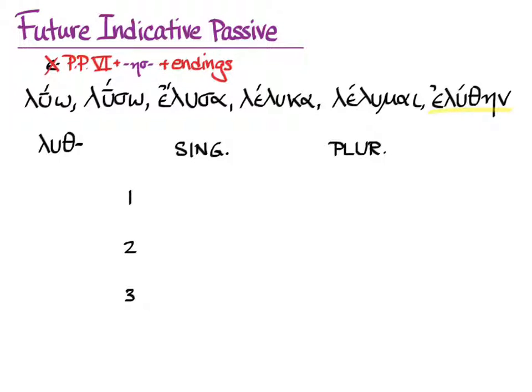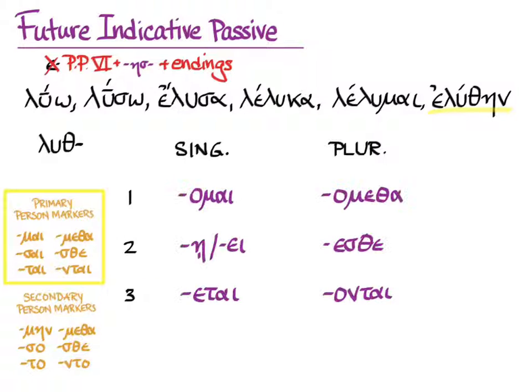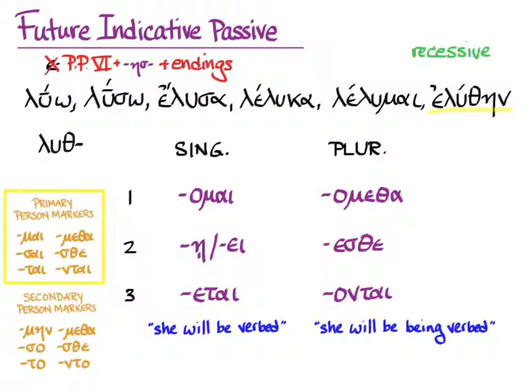Now, this time I'm putting all the passive person markers here, but you know that we're going to use the primary ones because future is a primary tense. And you are right. In fact, as you can see, these endings are exactly the same endings as the present indicative passive. The accent is recessive, and the default translation is she will be verbed or she will be being verbed because it's future time with simple aspect or a progressive repeated aspect.